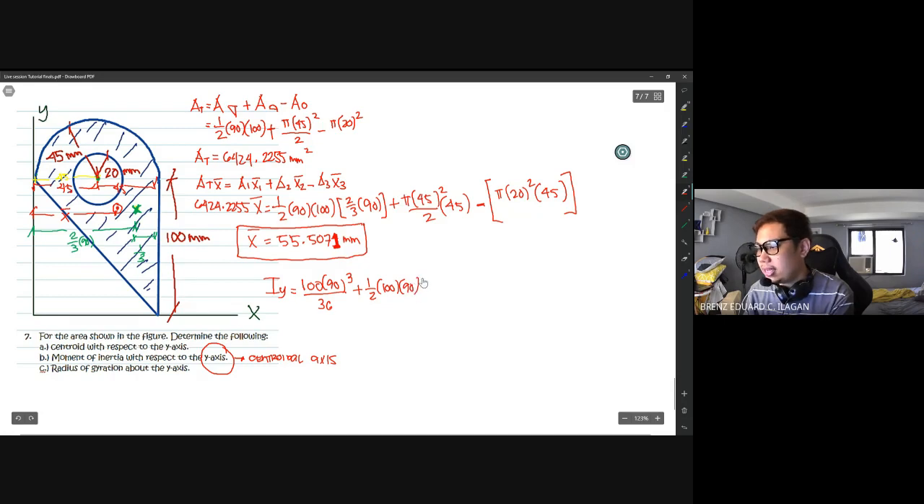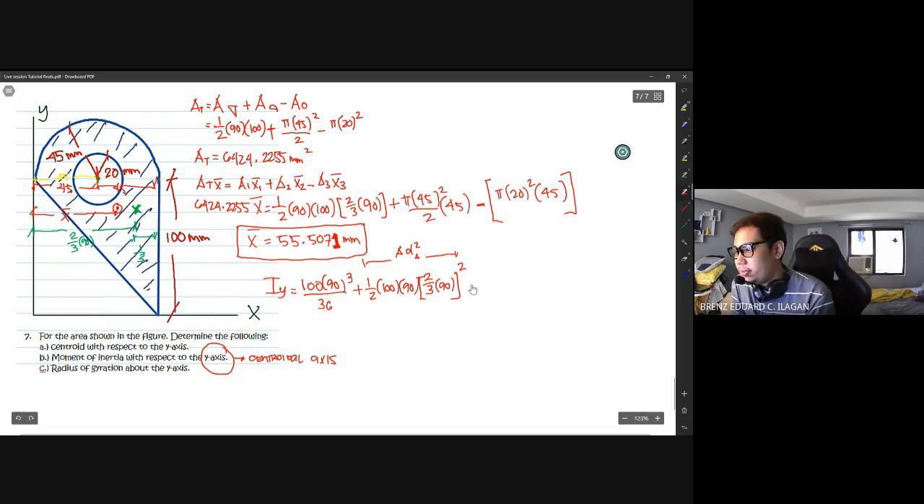And then yung distance, so Ad squared, yung distance which is ito nga, yung 2/3 ng 90. Distance of this triangle up to dun sa axis na pinagkukuhanan ng moment of inertia, or that is 2/3 of 90. So don't forget the squared. Okay? So Ad squared siya. So that is for the triangle.